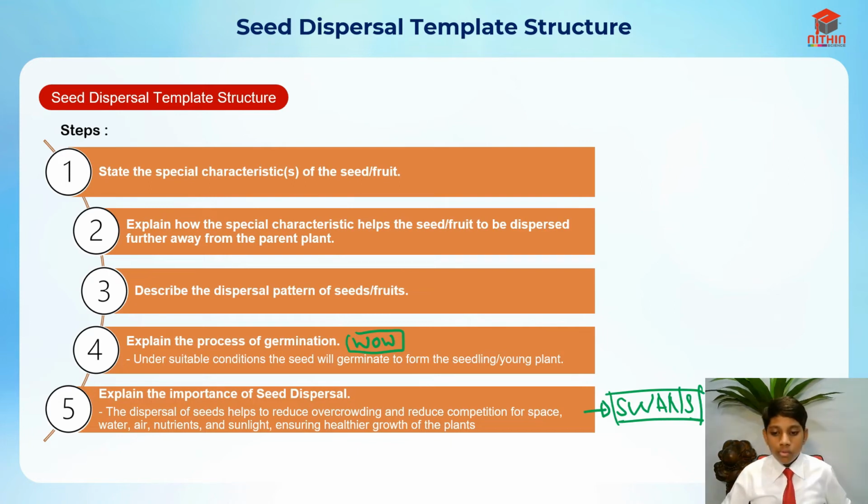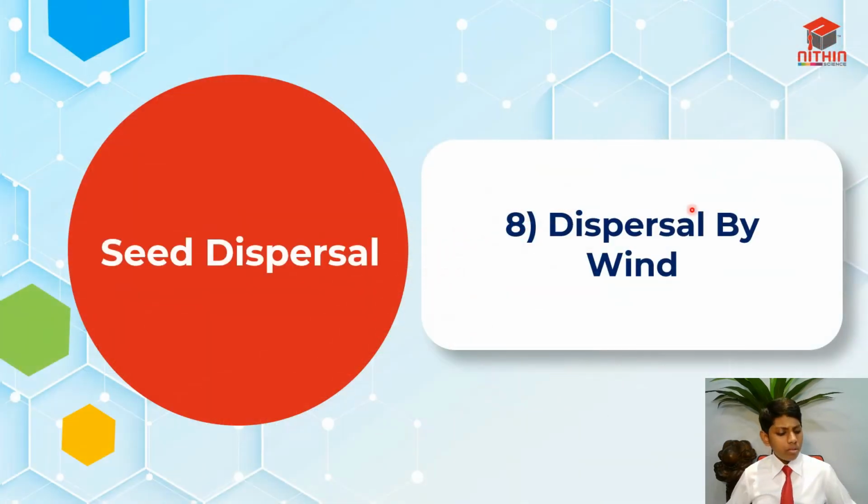Okay, ensuring healthier growth of the plants. So this is the seed dispersal template structure, and you have to remember this by heart. Now let's move on to the actual seed dispersal methods, and I'll explain. First, dispersal by wind.